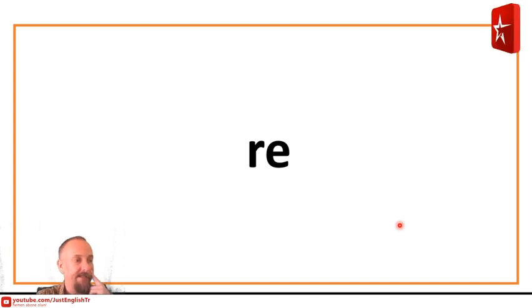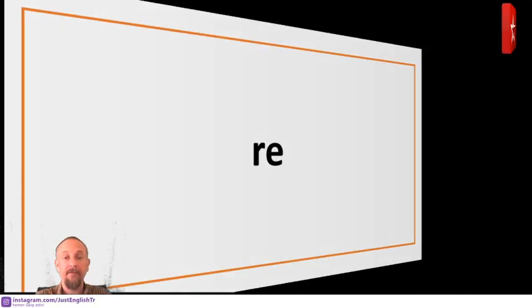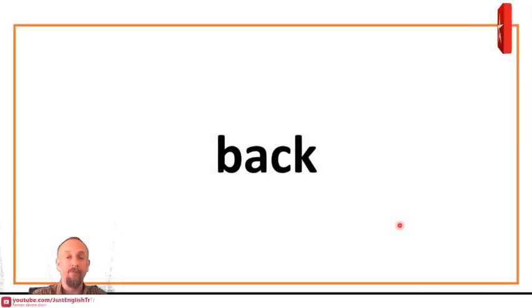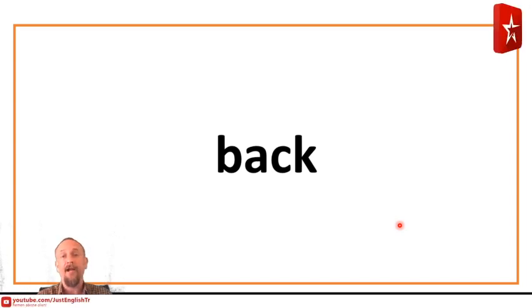Re, any ideas? Re. There we go, Jada. Yeah, it means back, of course. A very, very important one. And if any of you students out there are planning on taking the TOEFL course anytime in the future, these roots and prefixes will really, really help you when it comes to learning new vocabulary and even answering the vocabulary questions on the TOEFL exam.